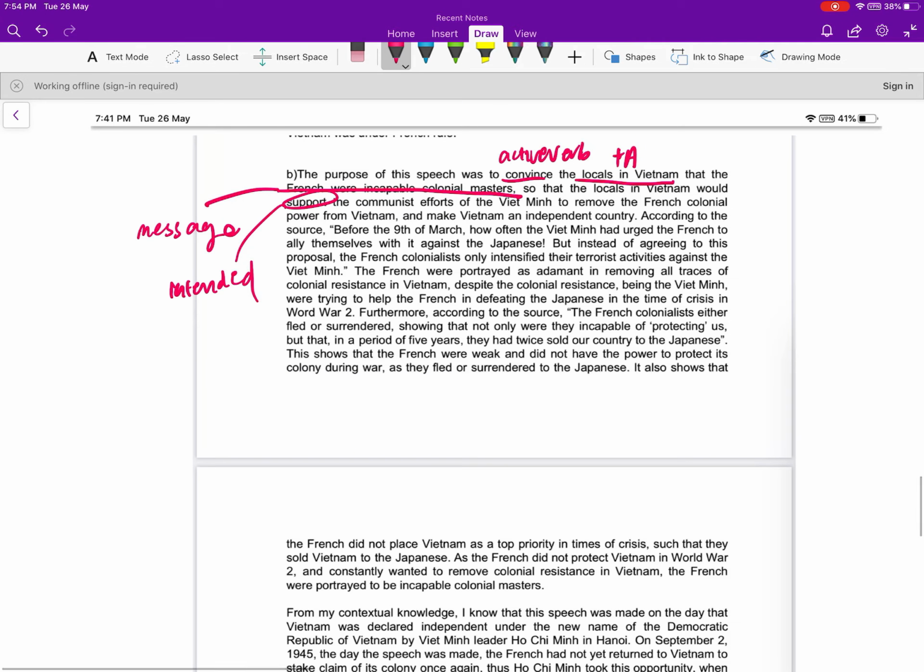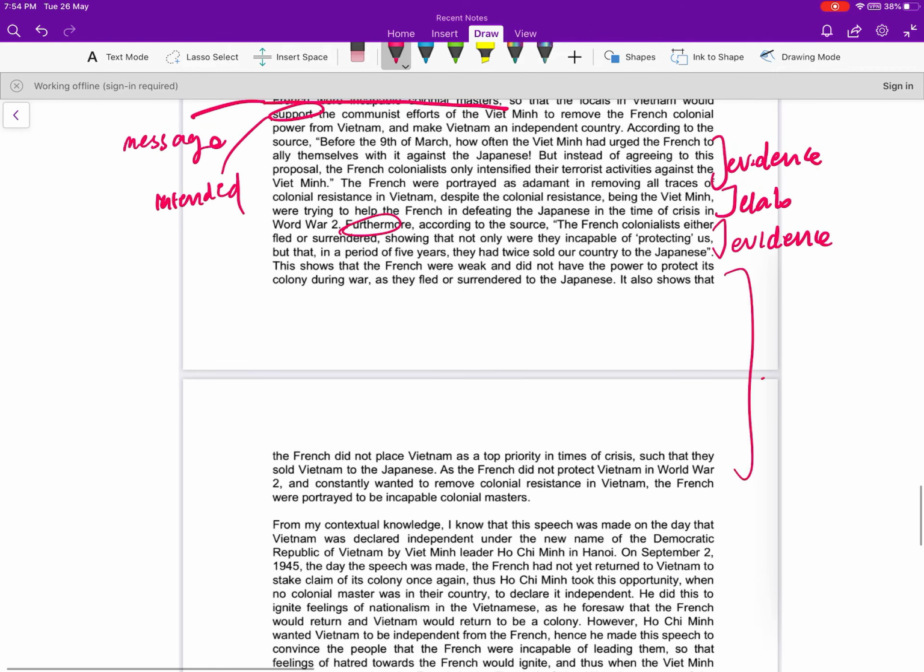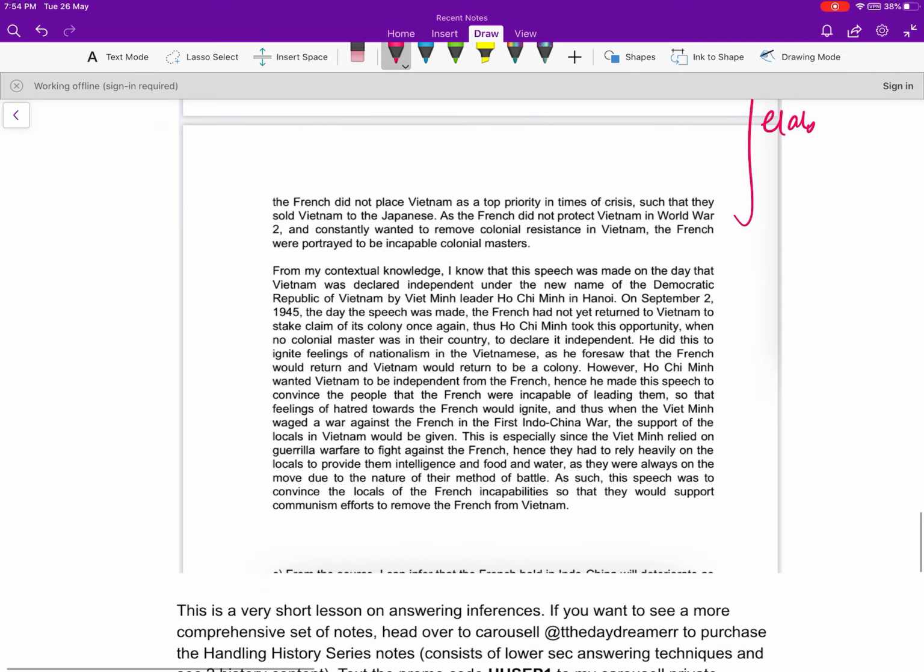So this part is where I give you my evidence and then I give you my elaboration. And then this part, again, evidence, because I use furthermore. You have to use linking words if your answer is long so that it provides some flow. And then after that, this part below is your elaboration. And it's very important for you to write from my contextual knowledge, because sometimes markers might have to go through a lot of scripts, so you have to use these indicators for them to be guided in your answer and so that you can move up the levels.